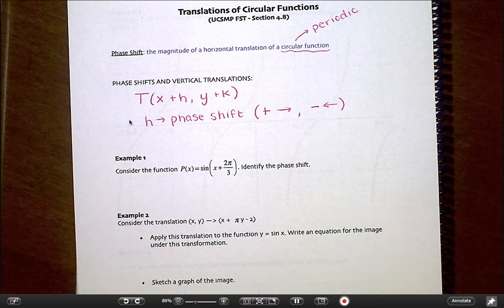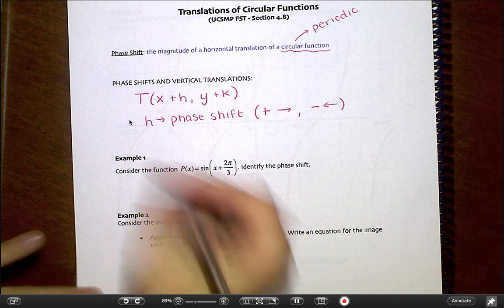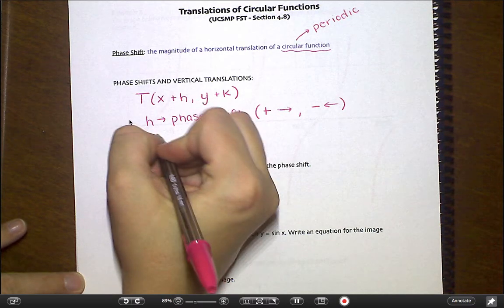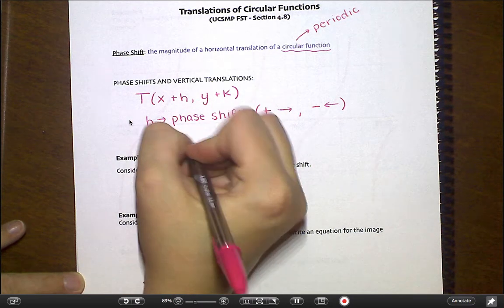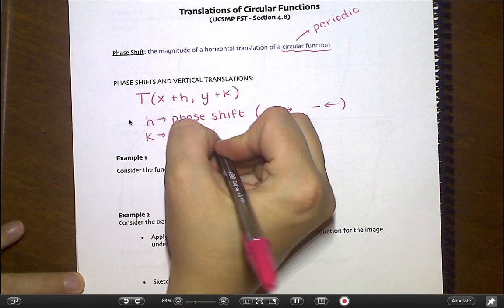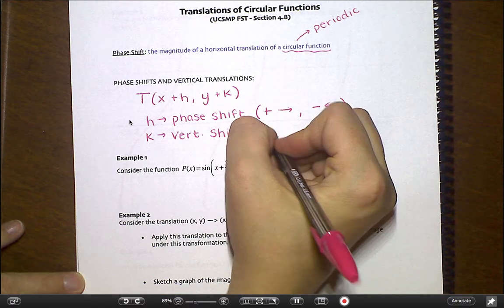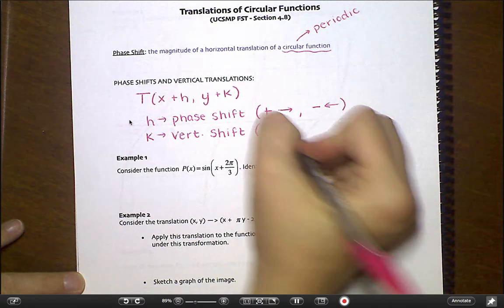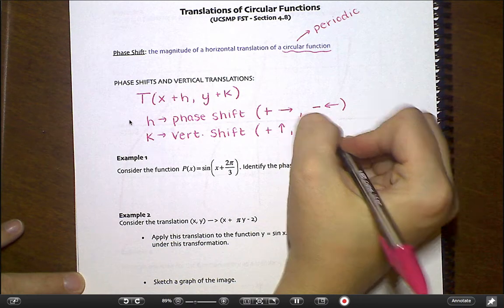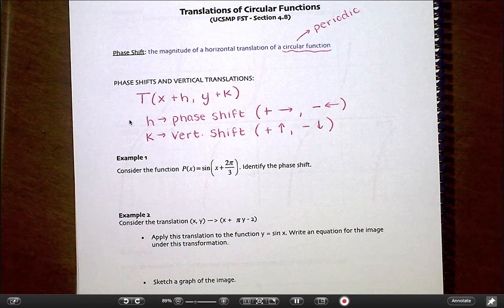Okay. The K value is acting on the Y, and so that's going to represent your vertical shift. Positive values would move you up. Negative values would move you down in terms of the vertical axis.